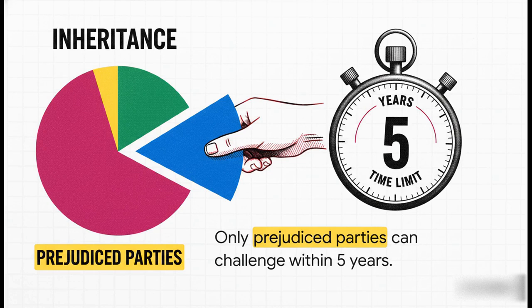Article 182 notes that legitimation can be impugned, but only by those whose rights are prejudiced, like other heirs whose inheritance shares might suddenly shrink, and the law gives them a strict 5-year window to challenge the legitimation from the time their cause of action accrues.